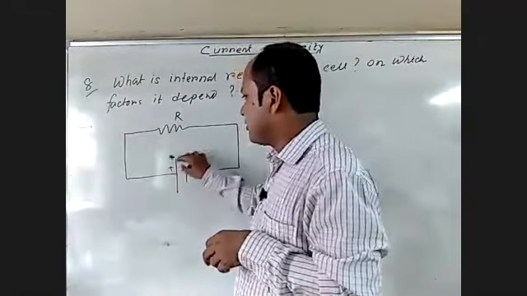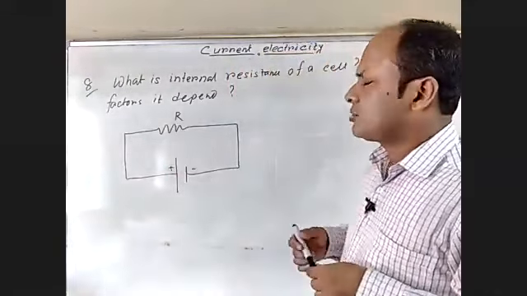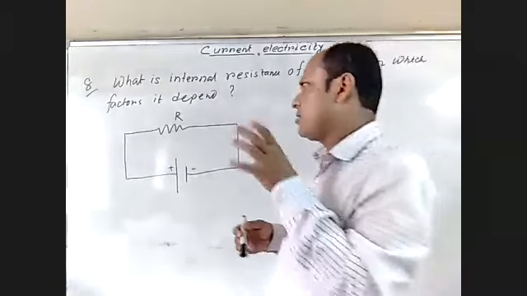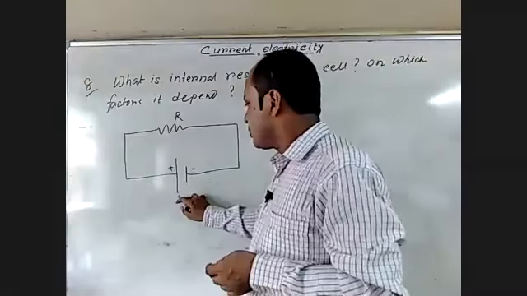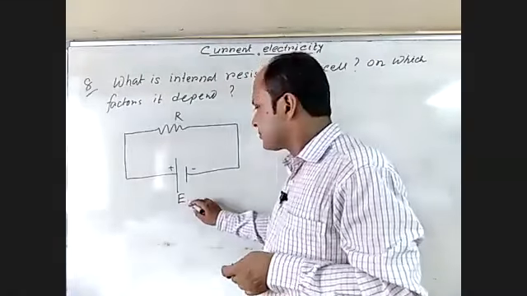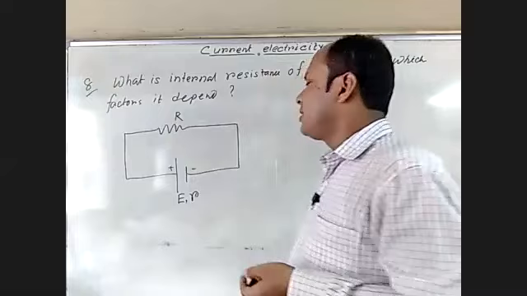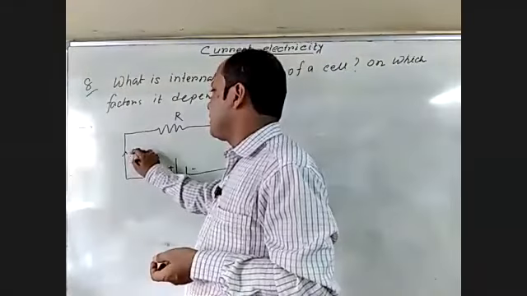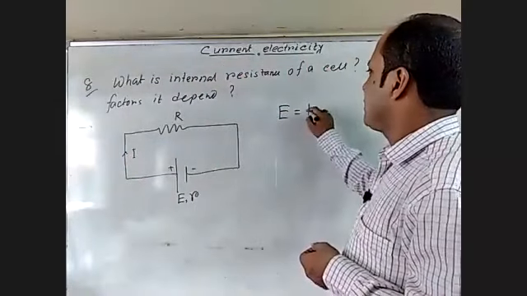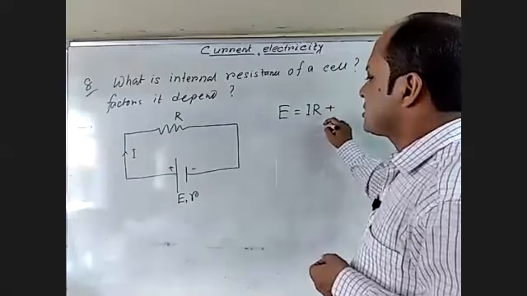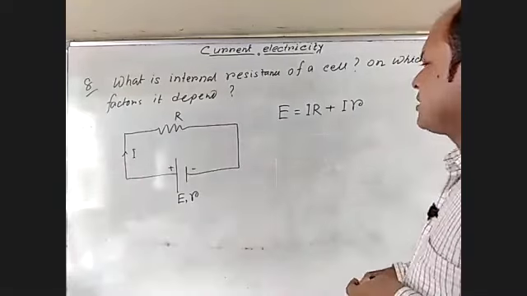Internal, that is the matter of the inside phenomenon. So whenever the current is flowing from one electrode to another electrode inside the cell, the resistance offered by it is called internal resistance. It is denoted by small r. So if the EMF of this cell is E, internal resistance is denoted by small r, and current is denoted by I, then E can be written as I capital R plus I small r.